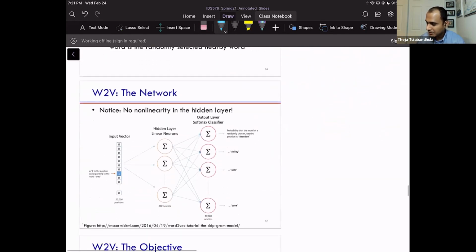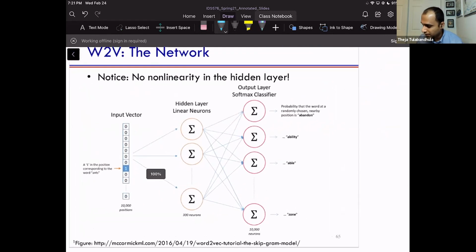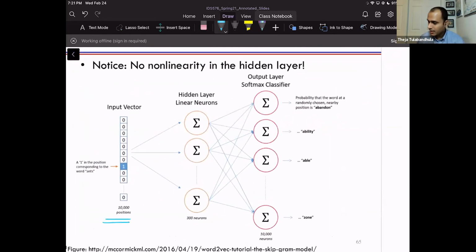Anyway, let's look at the network first. So the network is as follows. As I said, the input is a one-hot encoded vector. We have two layers, one hidden layer. And the hidden neurons are just represented using these orange circles here.